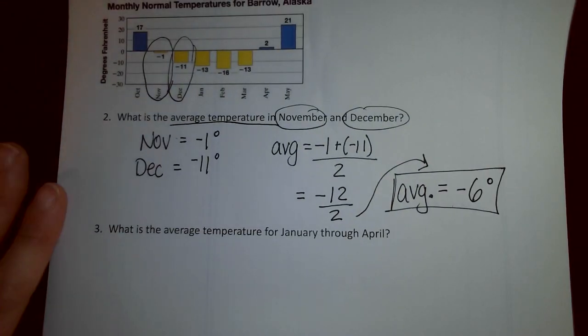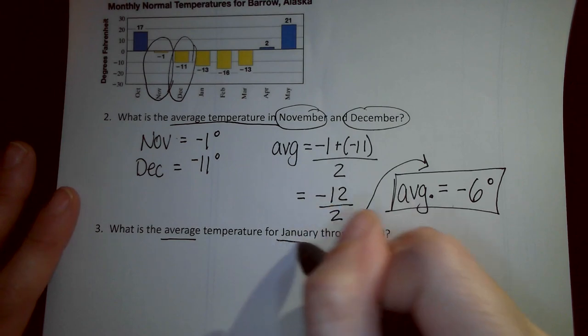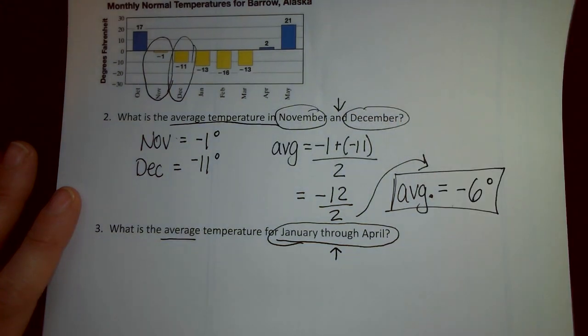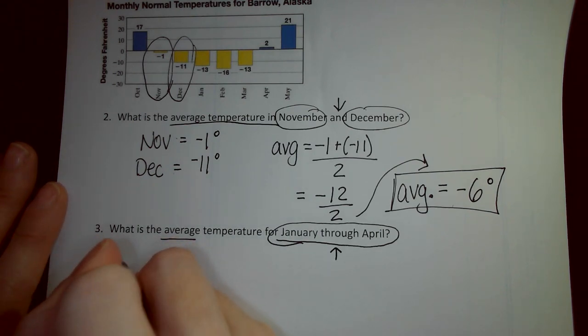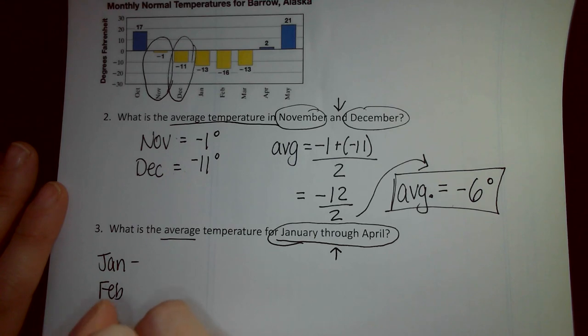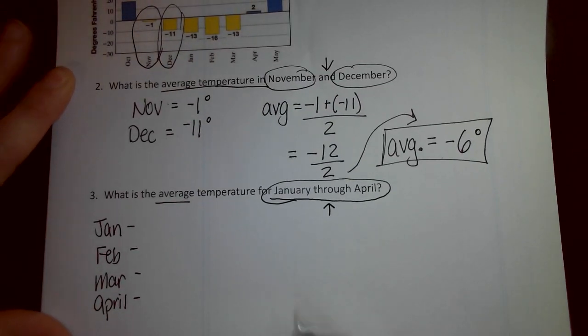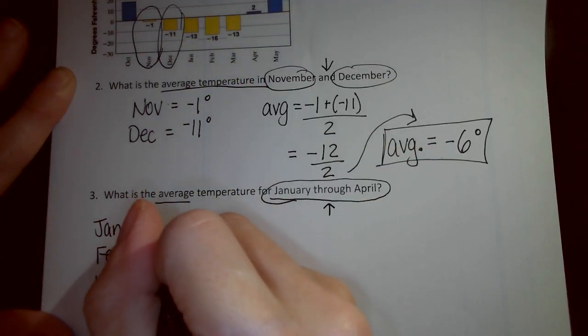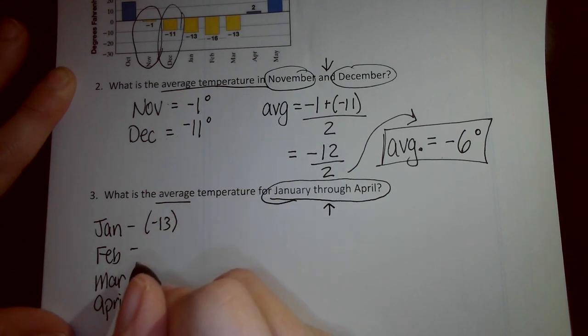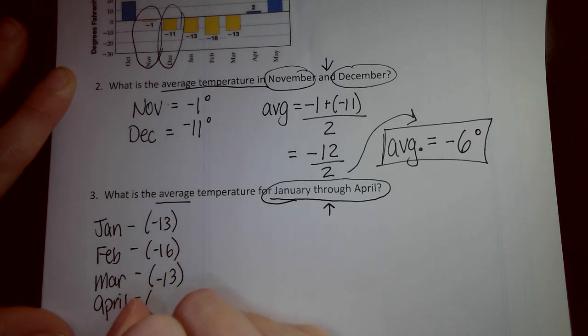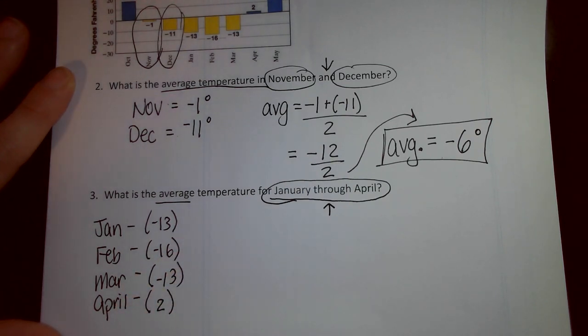All right, and the last one. What is the average temperature for January through April? Now here it just said November and December, so that's why it was just those 2 months. But January through April means we're going to be including January, February, March, and April. Keywords matter. So if I look at my chart, January, negative 13. February, negative 16. March, negative 13, and April, 2. So those are our temperatures.